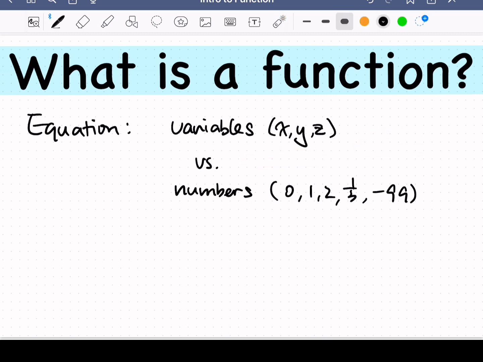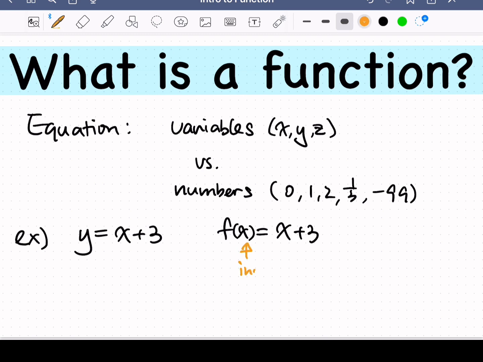Here are some examples of a function which is written in the form of an equation. y is equal to x plus 3. Sometimes we also write it as f(x) is equal to x plus 3. So what does f(x) mean? It means that x, whatever you plug in the parentheses, is an input, and then this whole thing is an output.